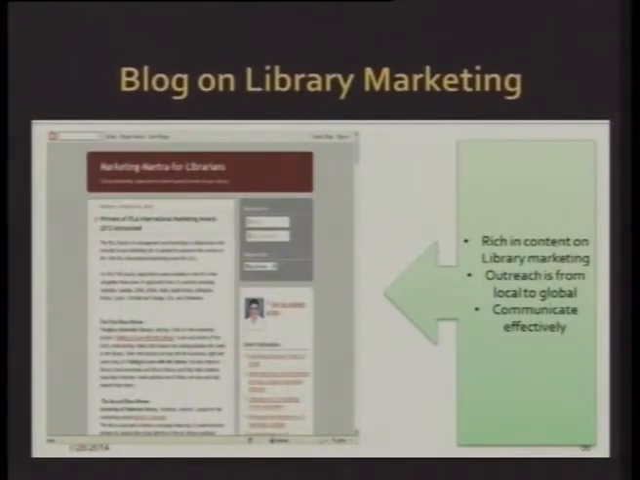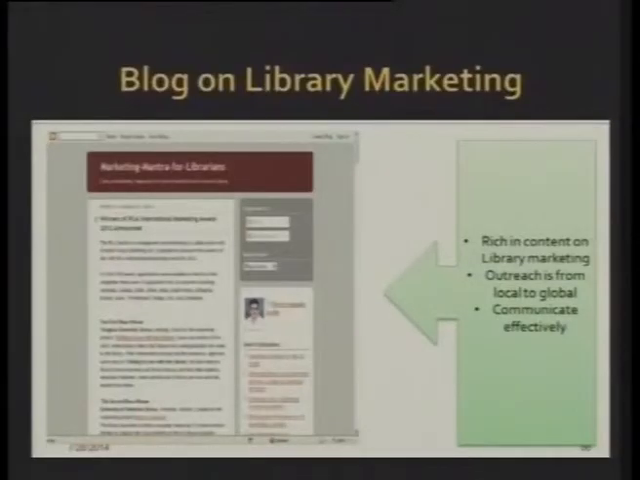A blog on library marketing, rich in content. Its outreach is from local to global and it communicates effectively. You have taken up a niche area like Marketing Mantra for Librarians. This is a blog developed by Professor Dinesh Gupta. You can get all kinds of marketing related resources, dialogues, news releases, and many things at one particular place: Marketing Mantra for Librarians.